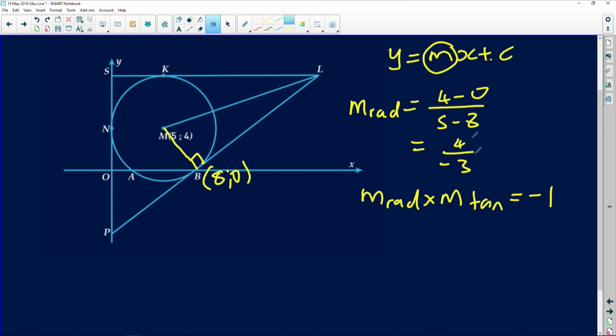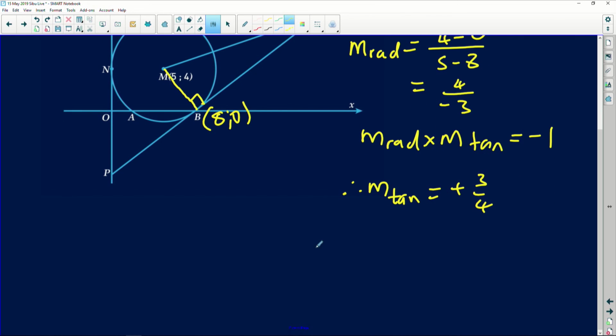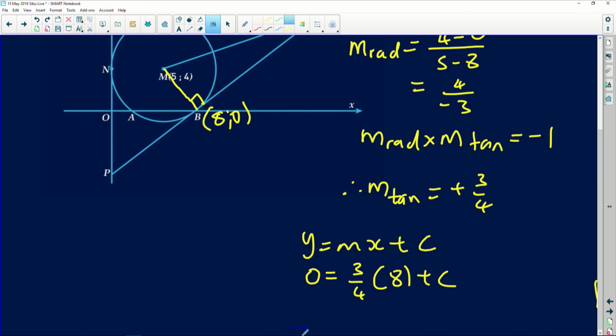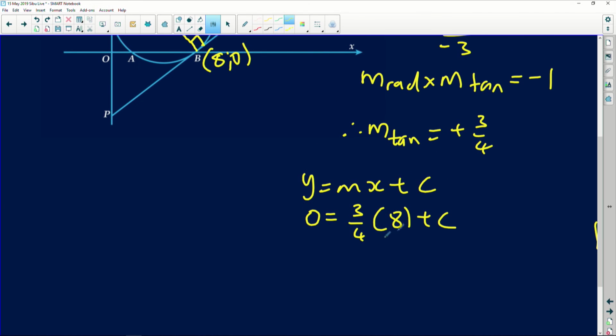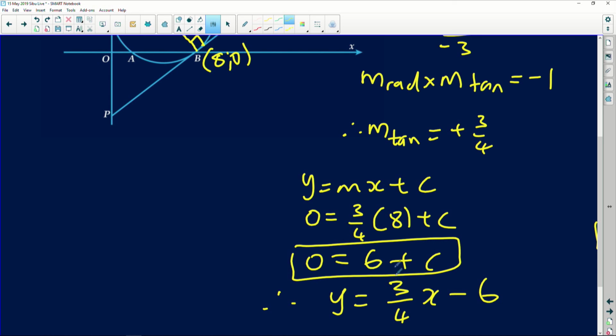Very simple. So if this one is -4 over 3, therefore the gradient that we are looking for of the tangent will just be positive 3 over 4, so that when you multiply them, you'll get the answer of -1. Now let's see what will happen. y is mx plus c. My y value at point B is 0. My gradient is 3 over 4. The x value is 8, plus c. If you simplify this, you're simply going to end up with something very easy. 8 divided by 4 is 2, so 0 is 6 plus c. Therefore, y equals 3 over 4 x minus 6, because when you transpose 6 over, you're going to get c equals -6.